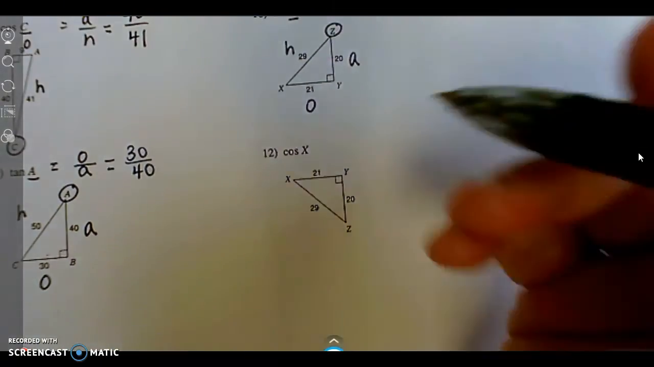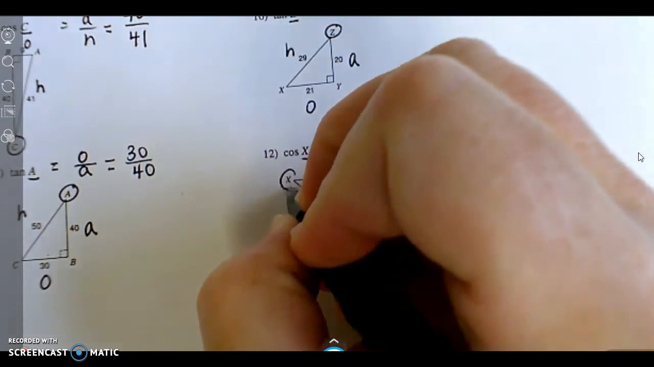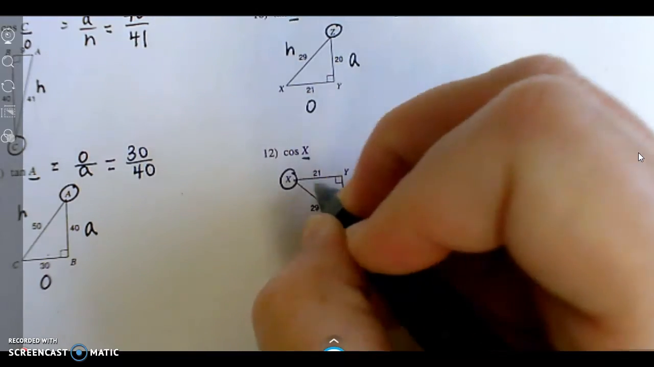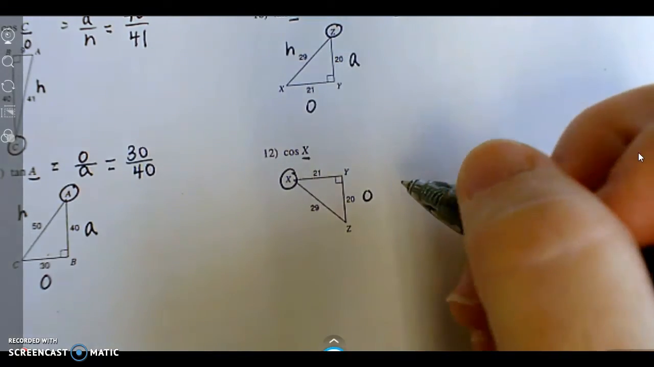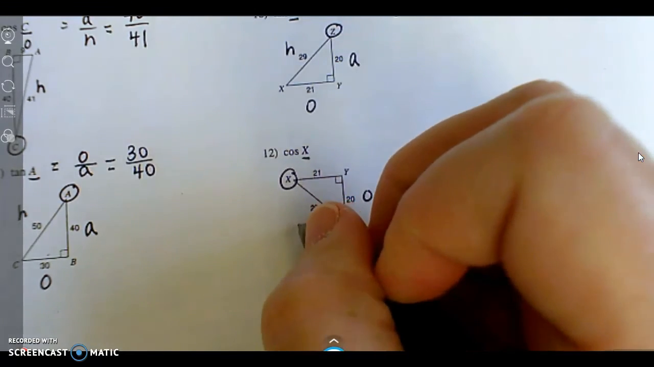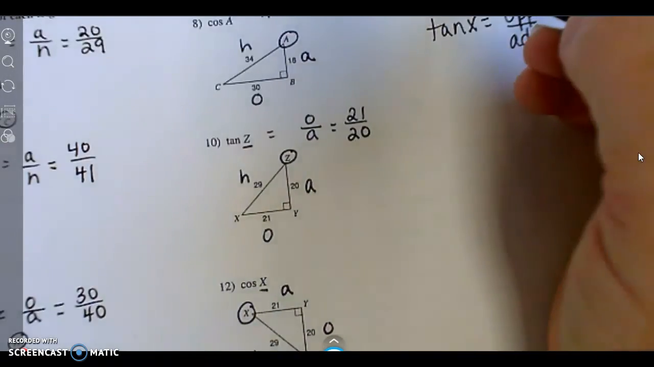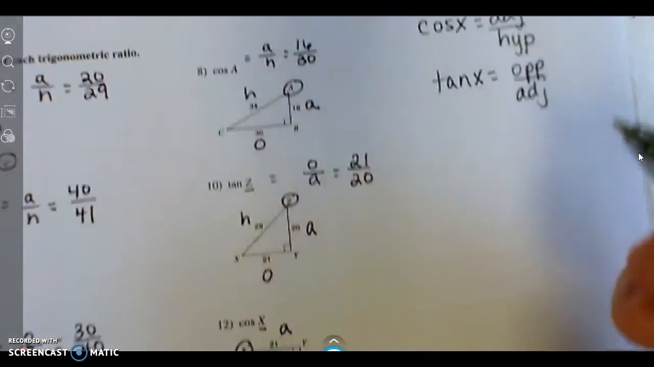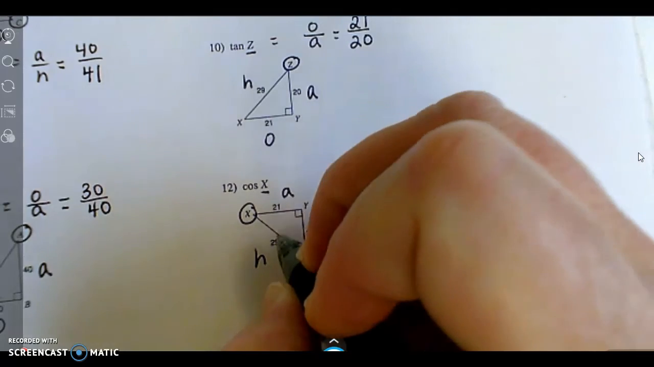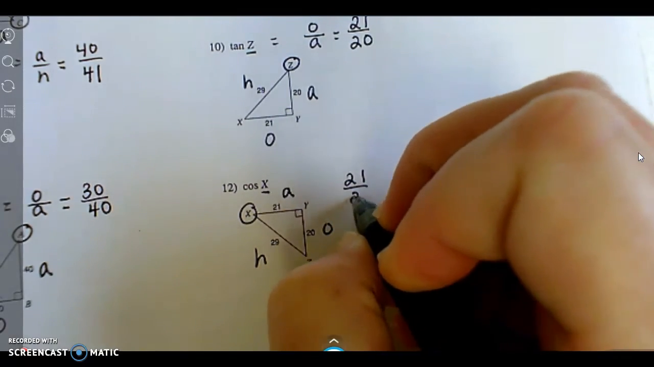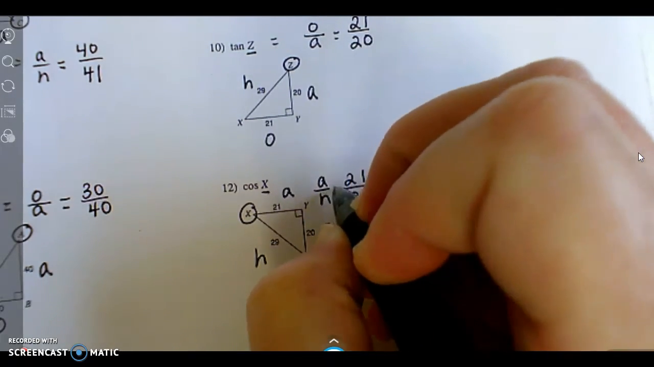Then we have cosine of X, so we're starting with X. Across from X is the O, opposite. Across from 90 is the hypotenuse, other side is A. A stands for adjacent. Alright, go back. Cosine is A over H, so 21 over 29.